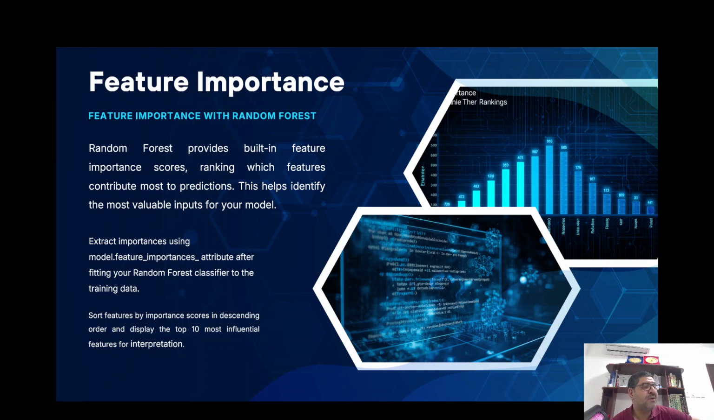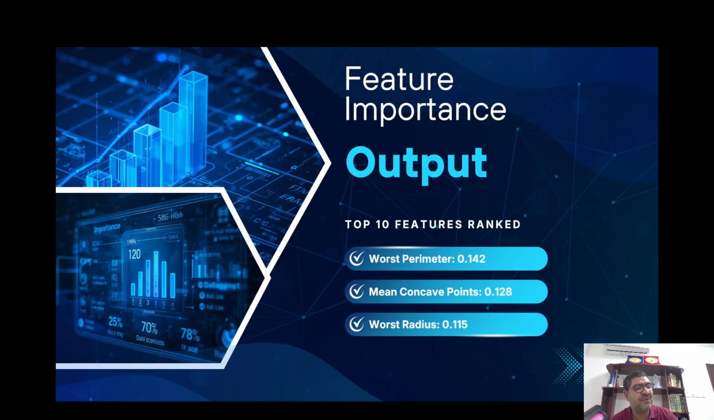So there is this code which I'm going to showcase to you in a much more elaborate, detailed manner. I'll be showing you directly in VS Code. So for feature importance, you can have the top 10 ranking that we have already done: worst perimeter, mean concave points, and then worst radius. This is something which we had taken in the earlier episodes.